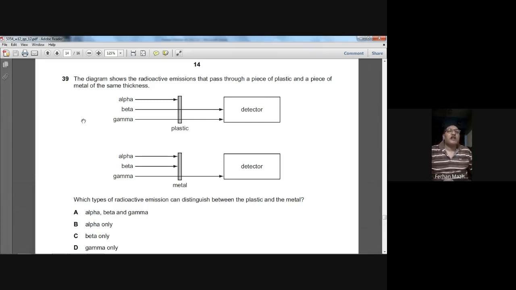Which type of radioactive emission can distinguish between the plastic and the metal? Beta radiation can. If the beta passes through the material, it is plastic, and if the beta is stopped by the material, it is metal. So beta only. C is the choice for question number 39.